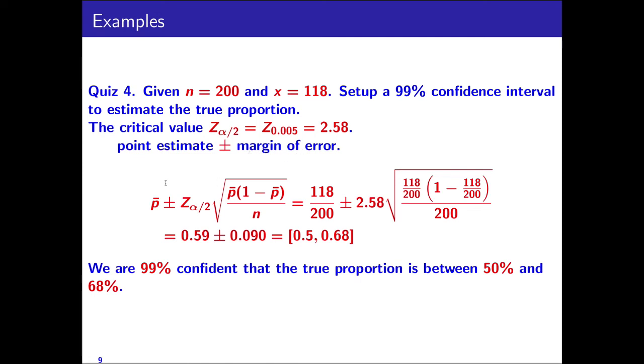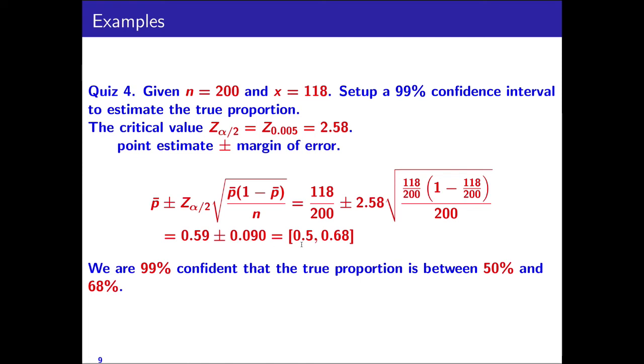In this case, the point estimate is the sample proportion P bar, which is 118 over 200, and the margin of error is the critical value times the square root of P bar times 1 minus P bar over n, which is 2.58 times the square root of 118 over 200 times 1 minus 118 over 200 over 200, which is equal to 0.59 plus or minus 0.090.